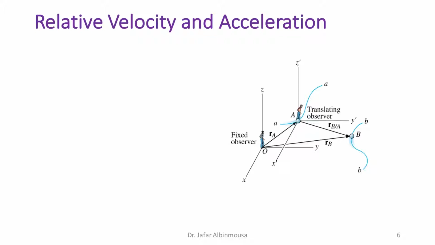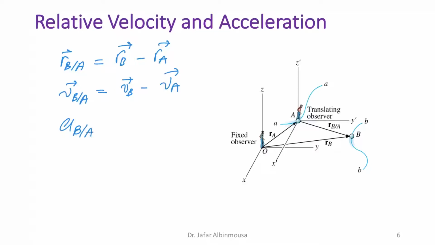If we want to finish the kinematic relation for relative motion, then basically we start with the position of B with respect to A, r_B/A, equals r_B minus r_A. Simply, if I take the derivative of the position vector with respect to time, I will get v_B/A equals v_B minus v_A. Similarly, I can say that the acceleration of B with respect to A equals a_B minus a_A.